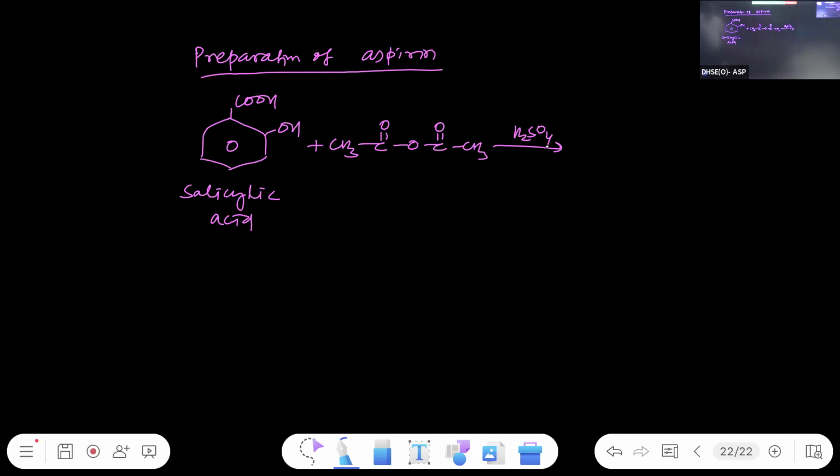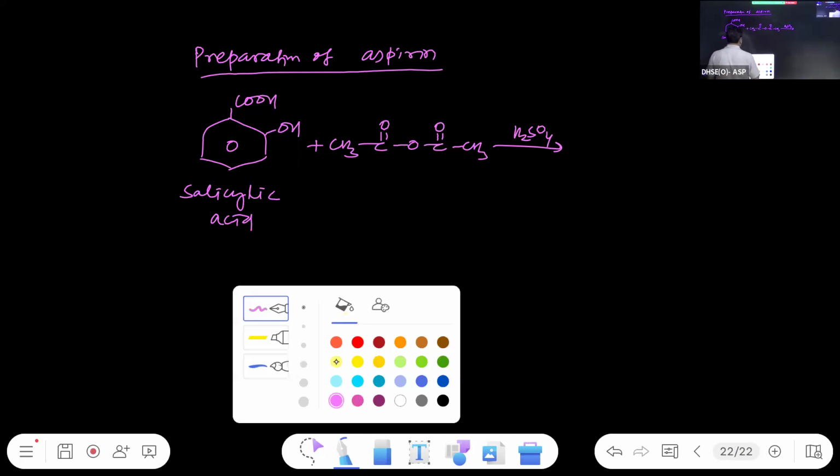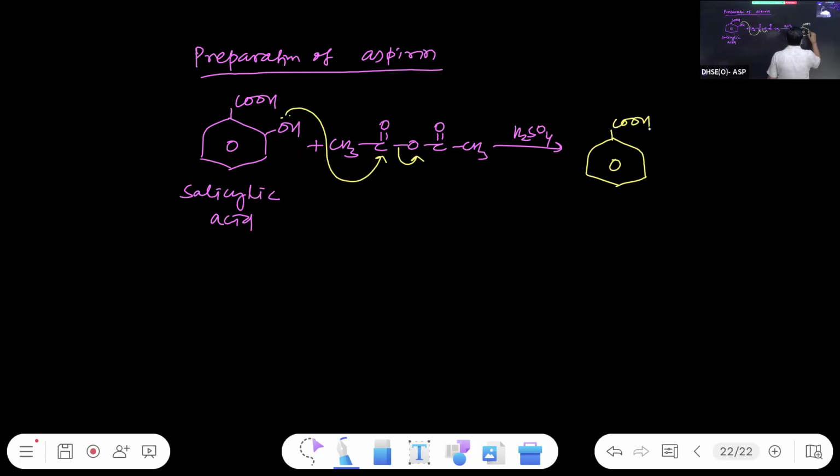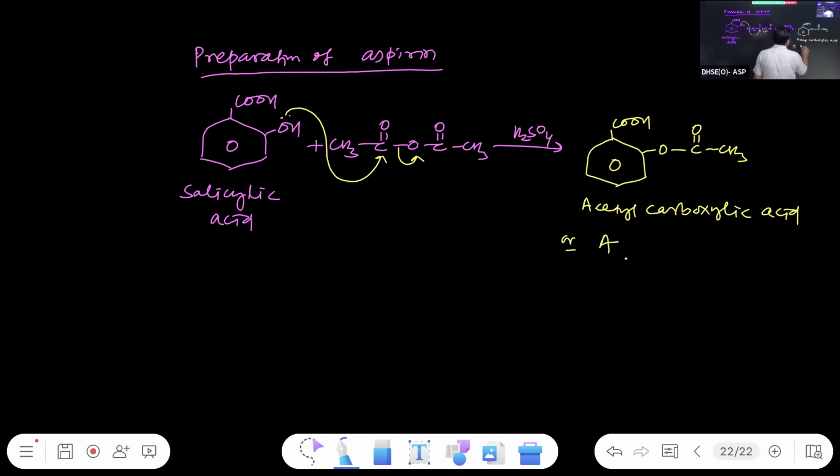If you have completed, raise your hand. Alcohol, it is... its name is acetyl carboxylic acid or aspirin. Acetyl carboxylic acid or aspirin. Complete.